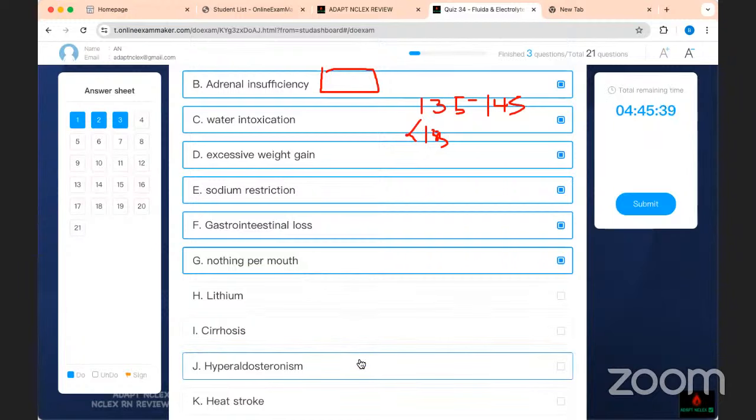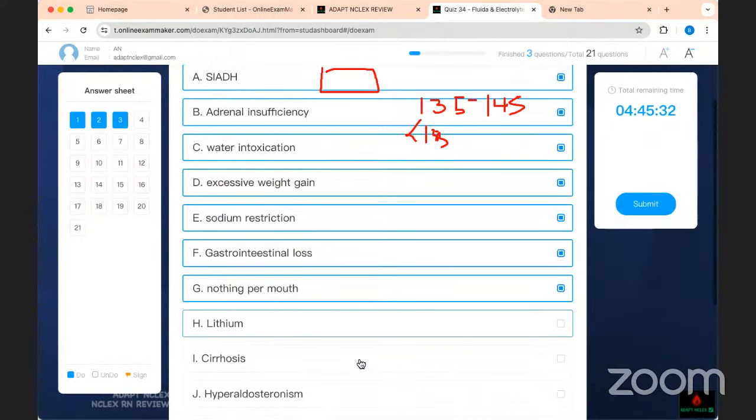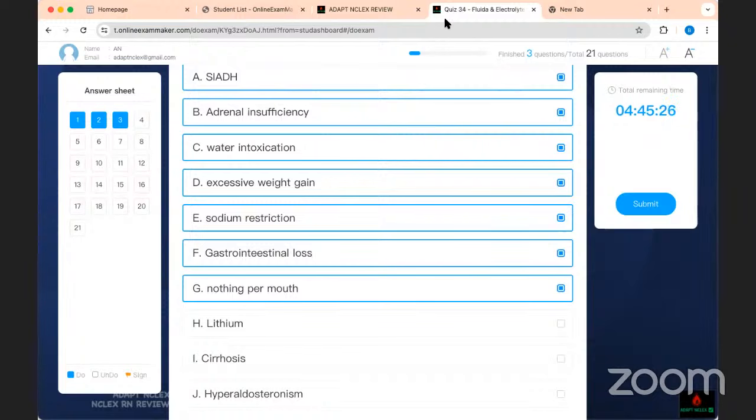How about lithium? Lithium is a content, right? Think about it. What do you know about lithium? Does lithium cause hyponatremia or hypernatremia? This is one of the teachings they teach you in mental health about patients on lithium. What do you tell them to do? Those taking lithium, what do you tell them? One of the teachings that you teach them is based on this content. You tell them to do certain things.